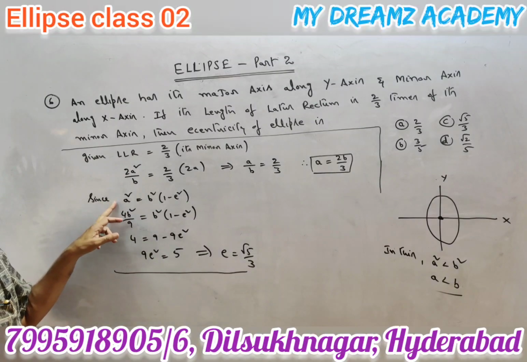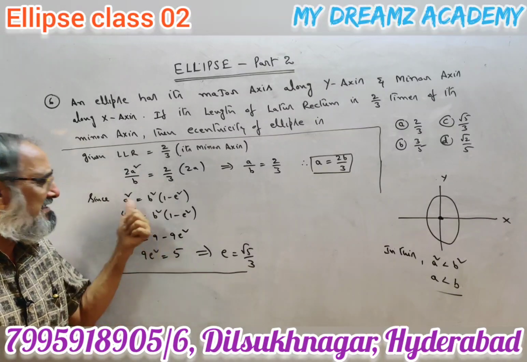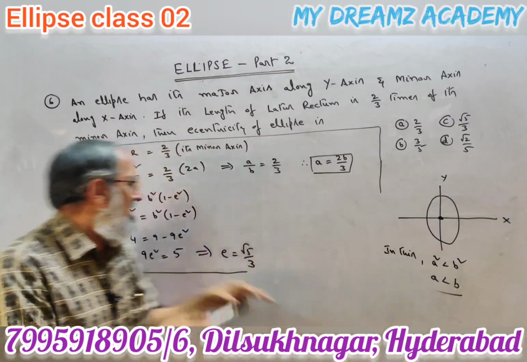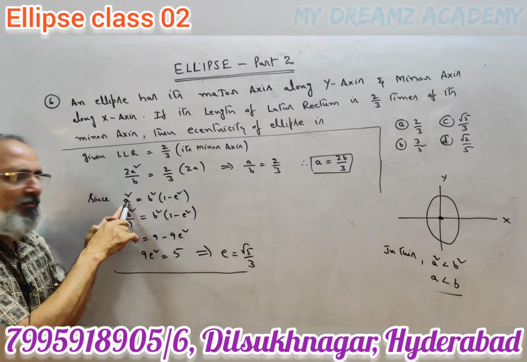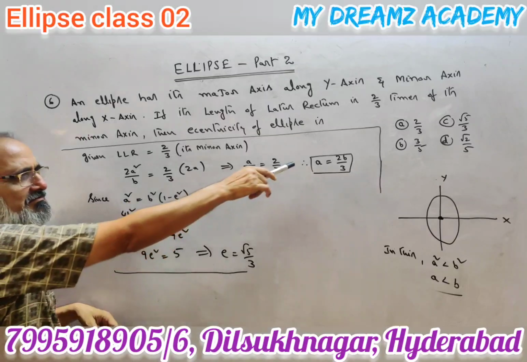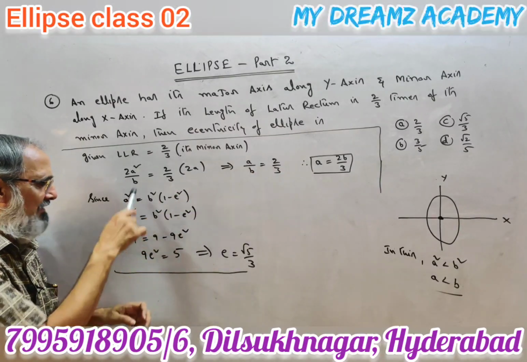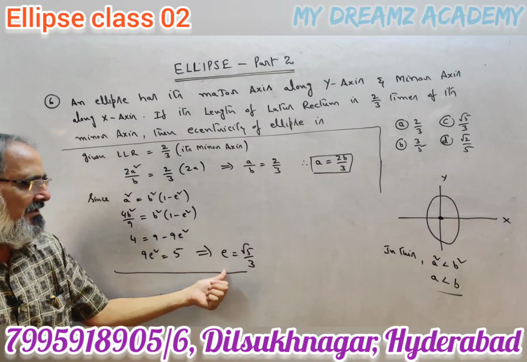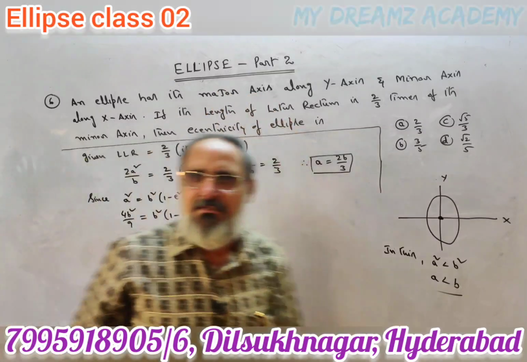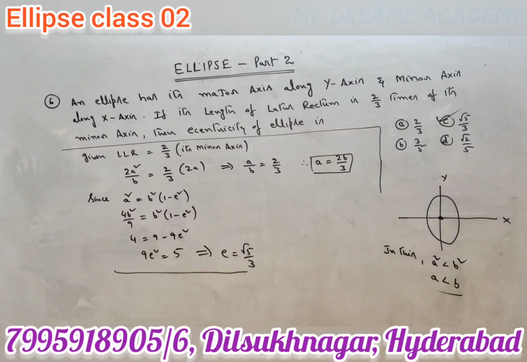Actually, when a is greater than b, the eccentricity relation is b square equal to a square into 1 minus e square. Because here a is less than b, the eccentricity formula comes as a square equal to b square into 1 minus e square. In that, a square is 2b by 3 whole square, which means 4b square by 9, equal to the right side; b square cancels. We will get the required eccentricity as root 5 by 3. Option C is matching here. This is the first question.